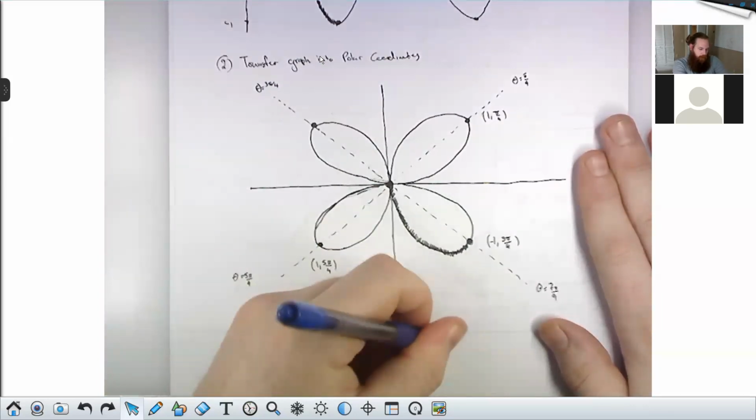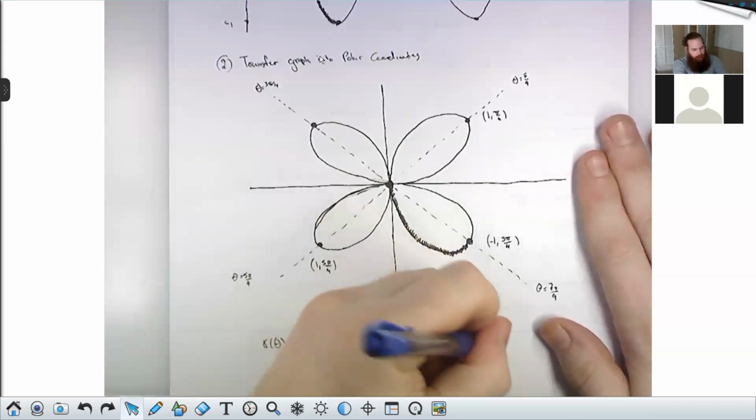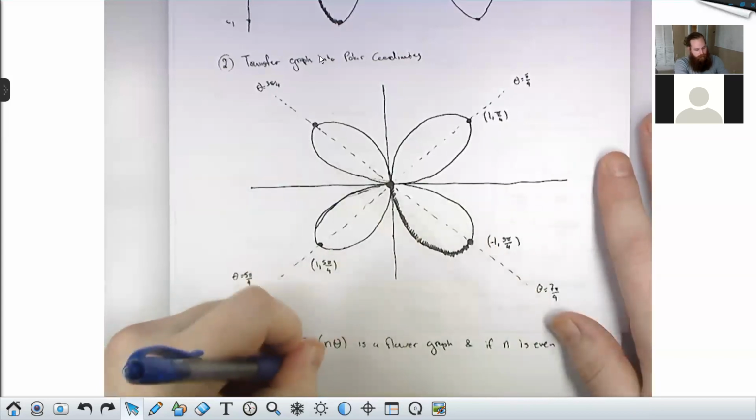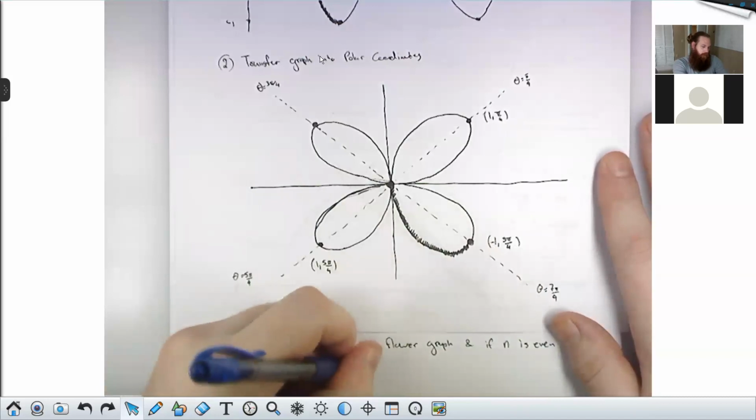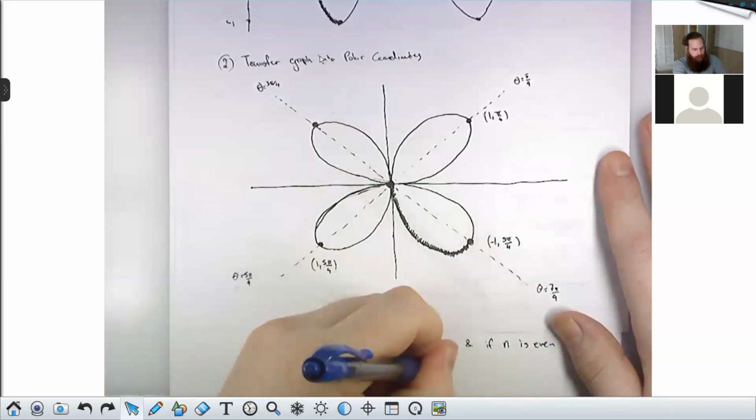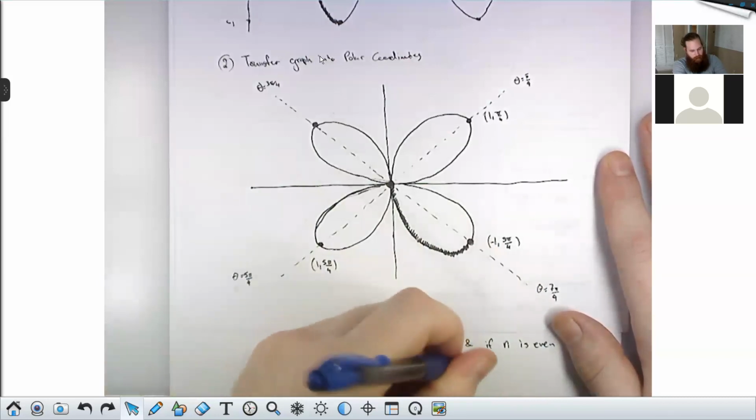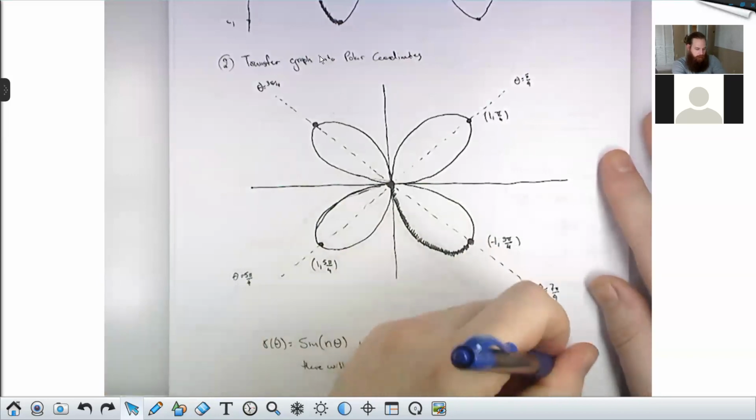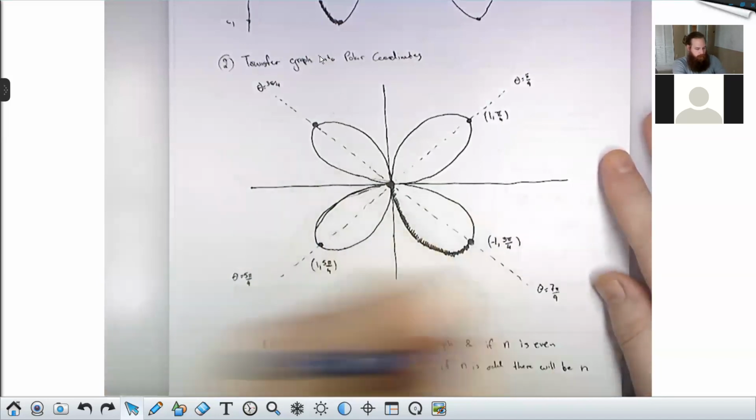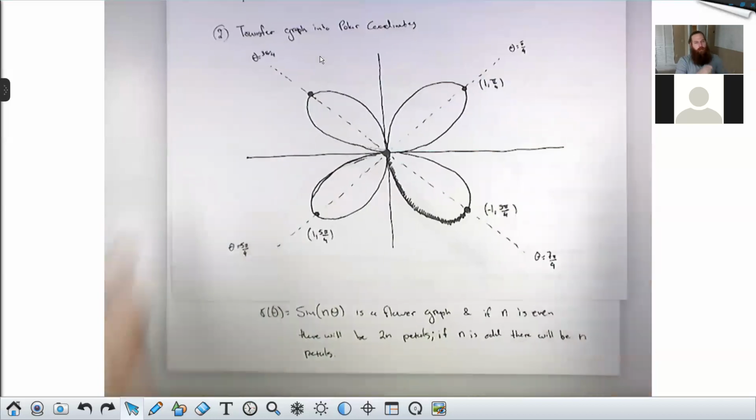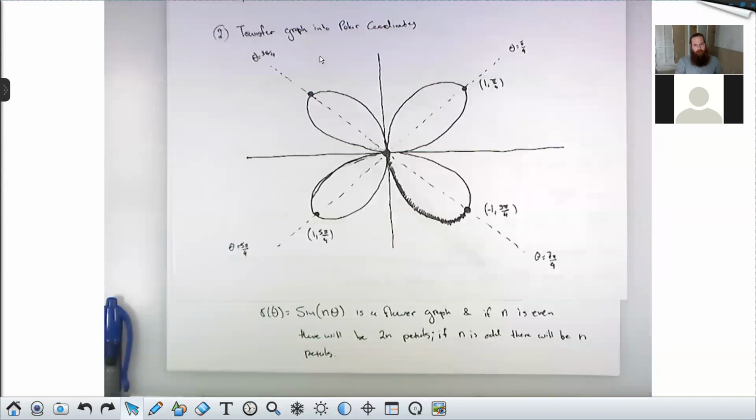If n is even, there will be 2n petals. If n is odd, there will be n petals. And there's a similar rule for cos n theta graphs also. So I'll look at some examples real quick, and then we're going to do an area calculation.